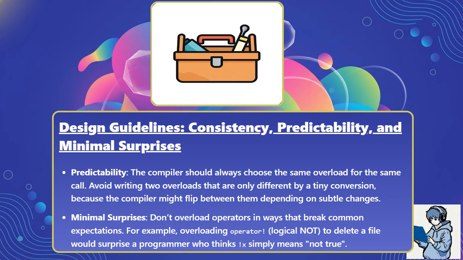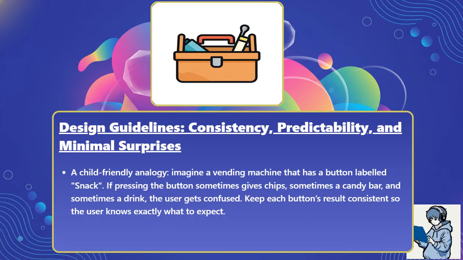Minimal surprises. Do not overload operators in ways that break common expectations. For example, overloading operator!, logical not, to delete a file would surprise a programmer who thinks not X simply means not true. Child-friendly analogy. Imagine a vending machine that has a button labeled snack. If pressing the button sometimes gives chips, sometimes a candy bar, and sometimes a drink, the user gets confused. Keep each button's result consistent so the user knows exactly what to expect.